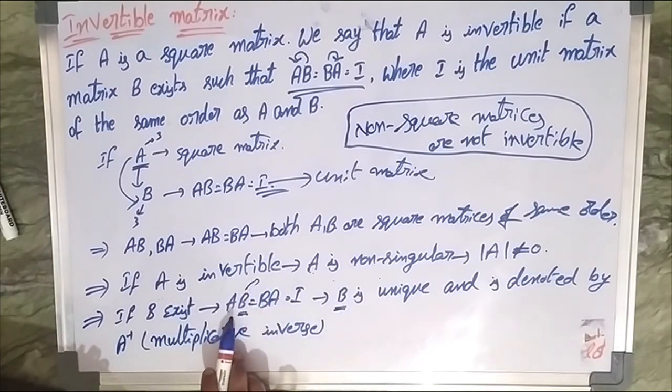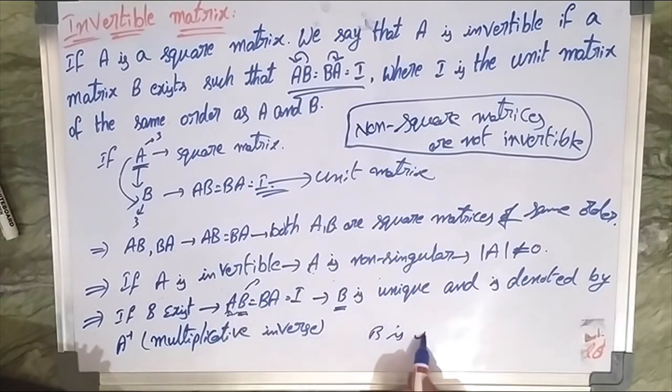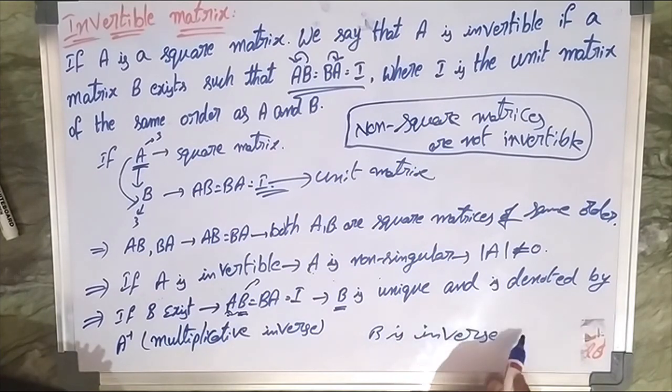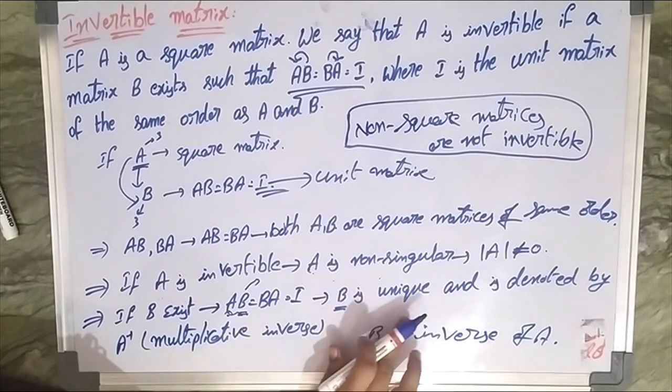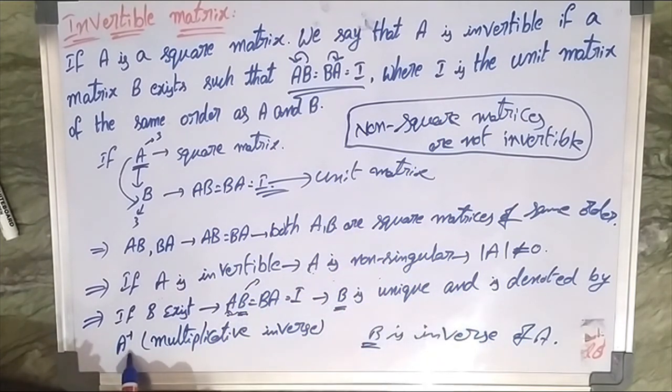Here B is the inverse of A, and B is unique and is denoted by A inverse. A inverse is called the multiplicative inverse of matrix A. This is the invertible matrix definition and some of the points.